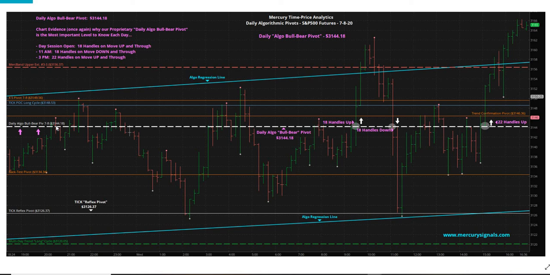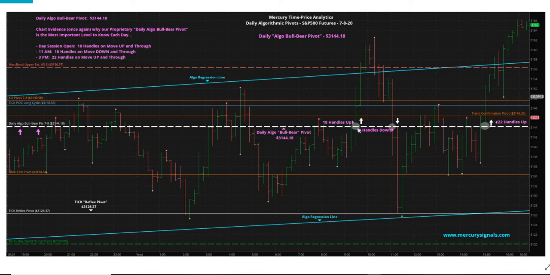because the simplest trading system I can give you is to use this daily algo bull bear pivot and simply be long above and short below. So you can see the time down here. This is Eastern time. These algos, the daily bull bear pivot, it's calculated more than an hour and a half before the market opens. So it's calculated prior to 8 a.m.